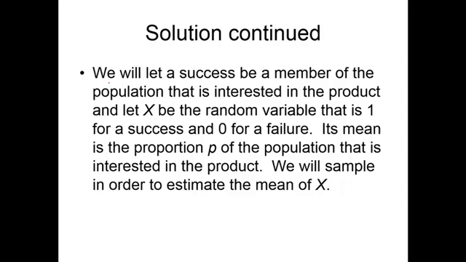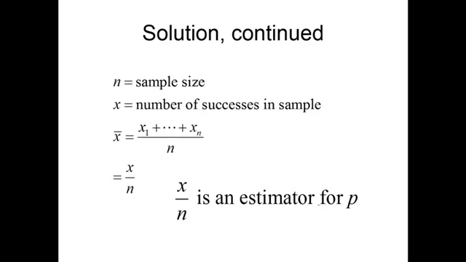Okay. So we will let success be a member of the population that is interested in the product, and we will let x be the random variable that is 1 for success and 0 for failure. Its mean, and we've just seen this, is P, the proportion of the population that is interested in the product. We will sample in order to get an estimate of P. So we let n be equal to the sample size, and we'll let x be the number of successes in the sample.